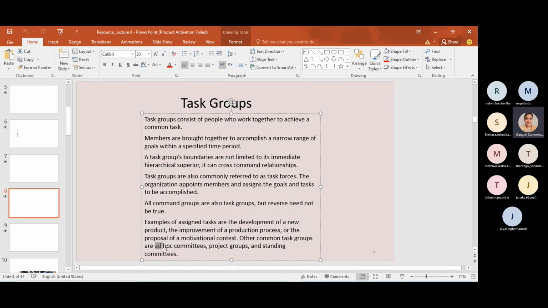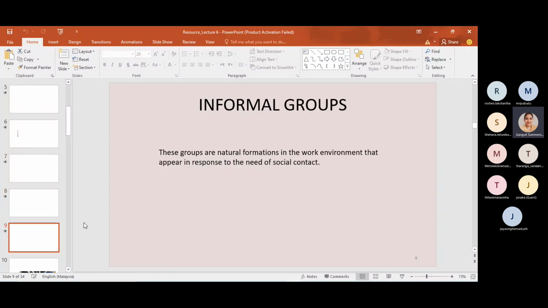And here are the examples of task groups: ad hoc committees, project groups, standing committees. So task groups and command groups are the two types of formal groups. And then we have the other main category of groups, informal groups. We discussed formal groups, so now we are looking at informal groups.